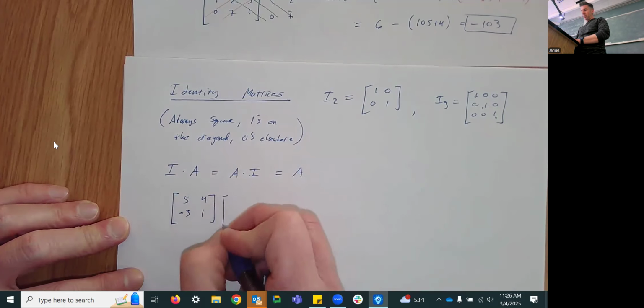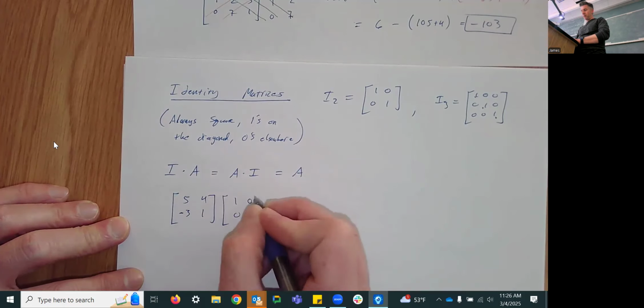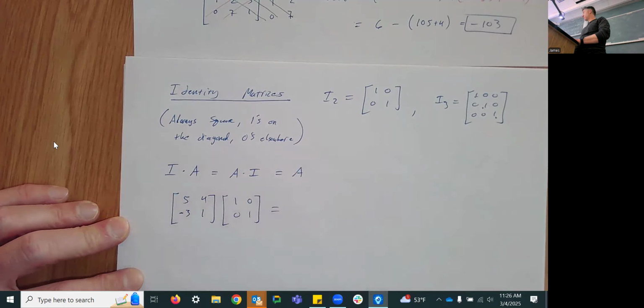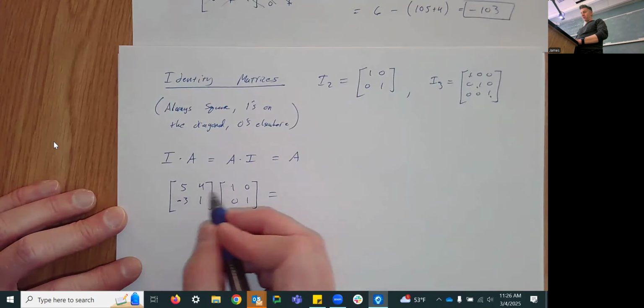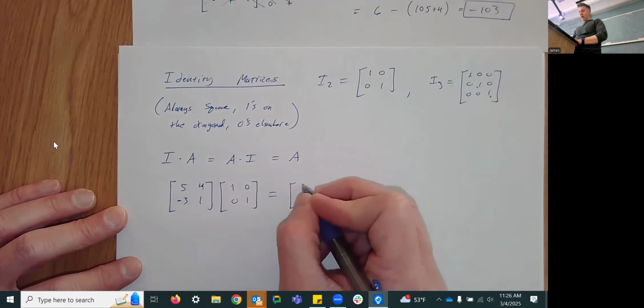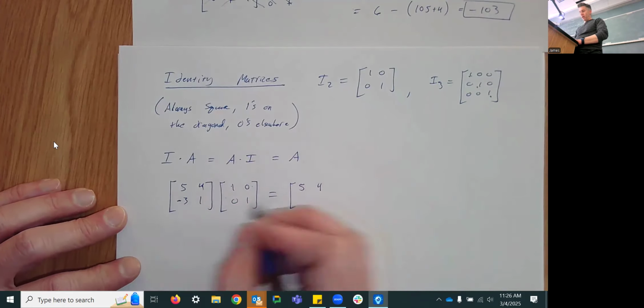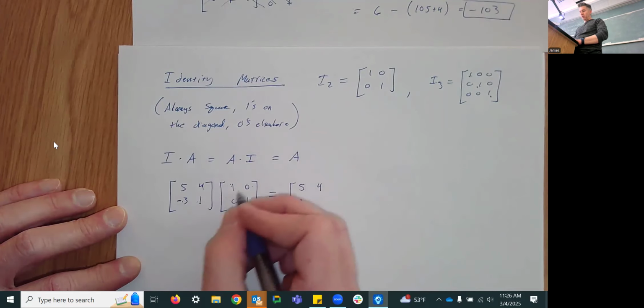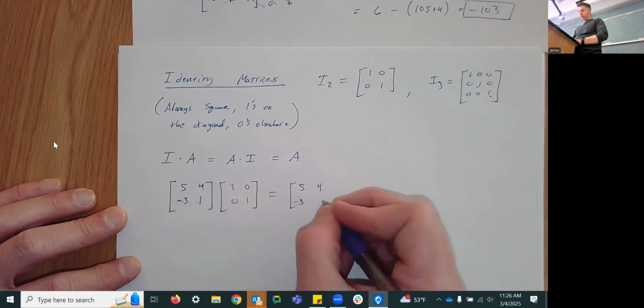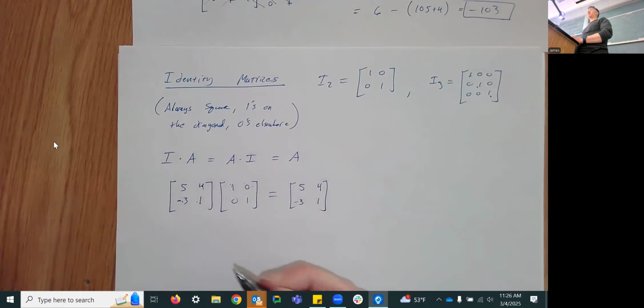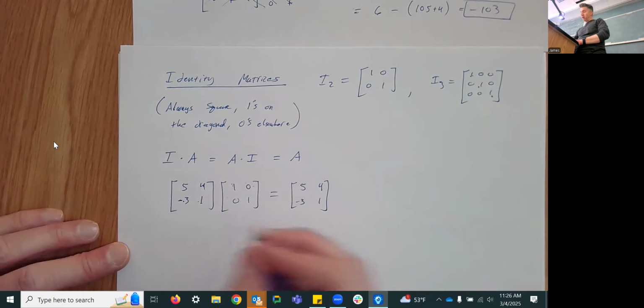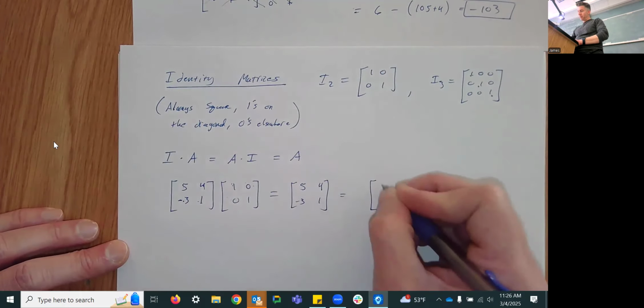If you multiply that by the matrix 1, 0, 0, 1, look what happens. Let's see, you get 5 times 1 plus 4 times 0. That's 5. 5 times 0 plus 4 times 1. That's 4. -3 times 1 plus 1 times 0. That's -3. -3 times 0 plus 1 times 1. That's 1. Oh, look, we got back the matrix A. And it doesn't matter if you do it this way or this way.